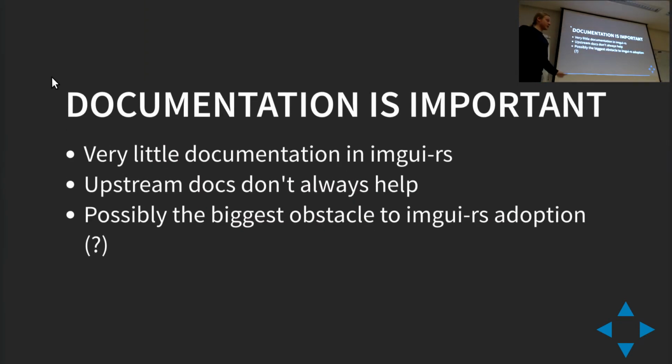Another thing I haven't mentioned before, but documentation is important. One of the biggest weak points in IMGUI-RS at the moment is that there's very little documentation. This is a typical engineer problem. You just want to write some code and not documentation. And the upstream Dear IMGUI documentation doesn't always help because of the difference in API styles. Even if you could find some example code from C++ code, it doesn't necessarily give you that many hints. And I think this might be, but this is just my hunch, the biggest obstacle to people using my library. And I admit it, I should do better, but it's difficult.